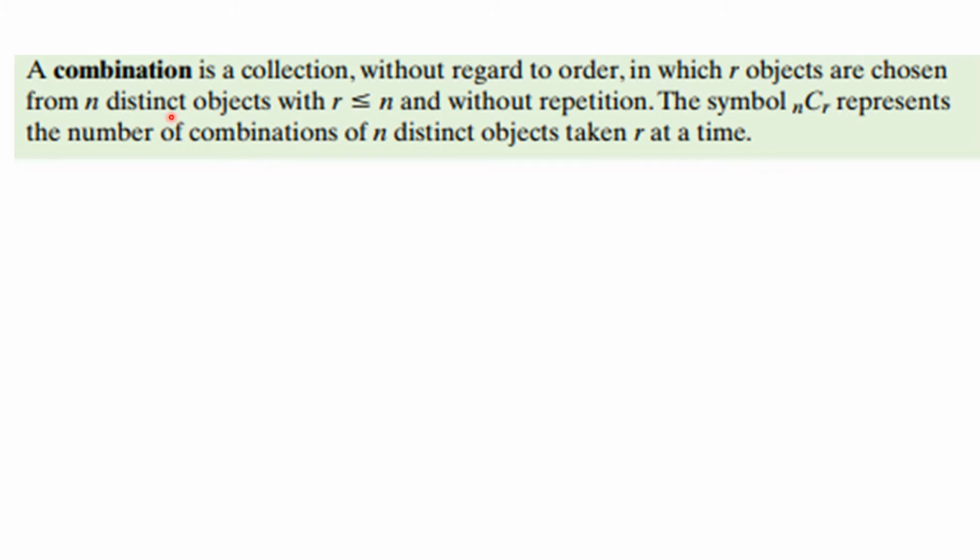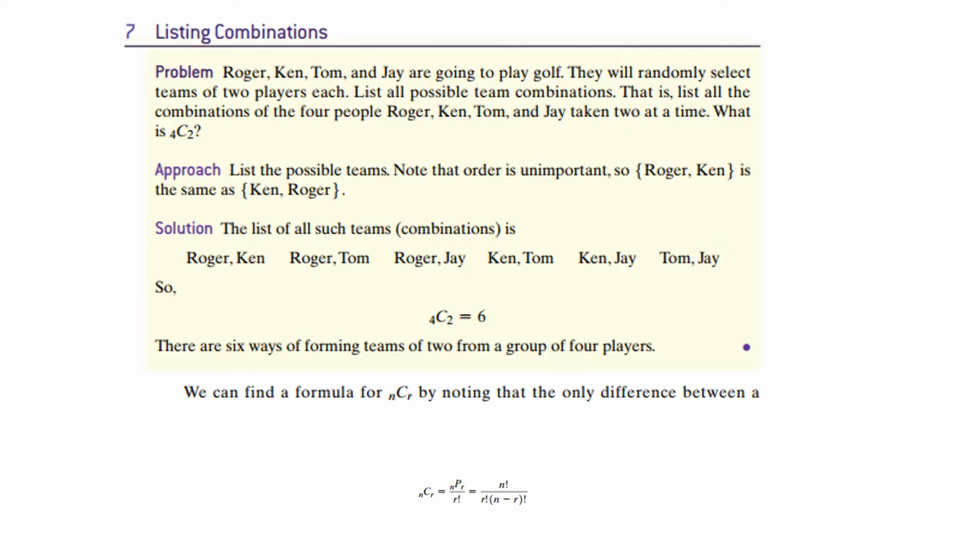Now sometimes order doesn't matter, and a combination is a collection without regard to order in which R objects are chosen from N indistinct objects, and once again R is less than or equal to N, without repetition. And the symbol is N combinations taken R at a time, or sometimes I say N choose R. And so this is the number of combinations of N distinct objects taken R at a time.